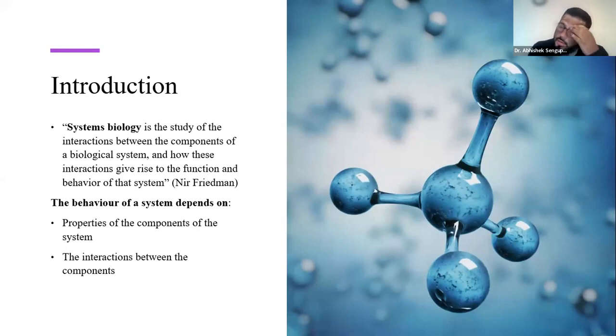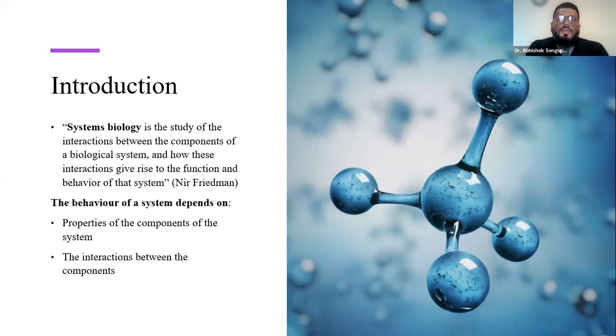This definition is given by Nir Friedman. He's a computational scientist and also a computational biologist from the Hebrew University in Jerusalem, and he works in the area of systems biology, and also machine learning approaches to study gene regulation. So he has coined this definition, though there are various definitions. If you Google the term systems biology, you'll get many other definitions anyway.